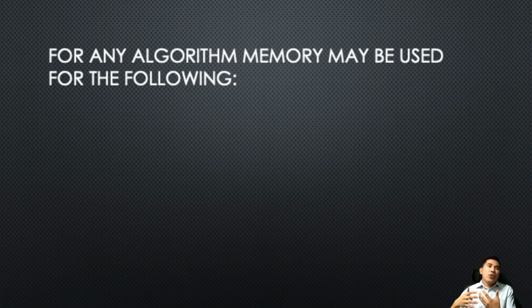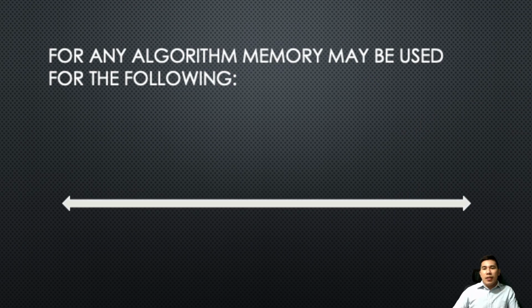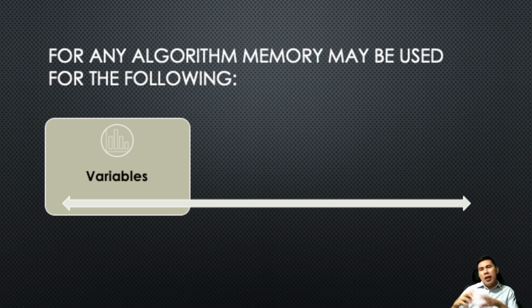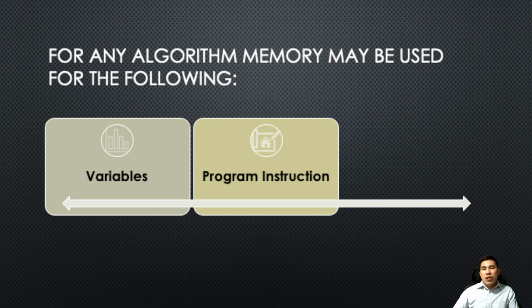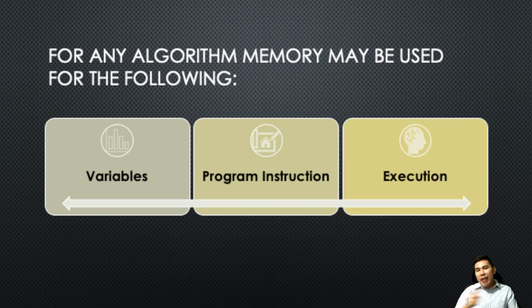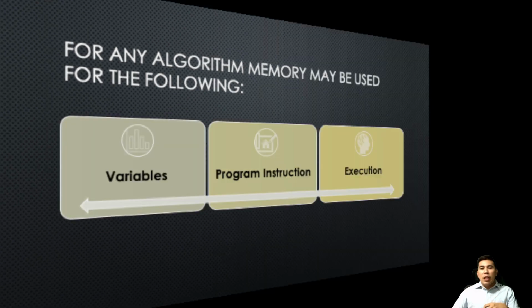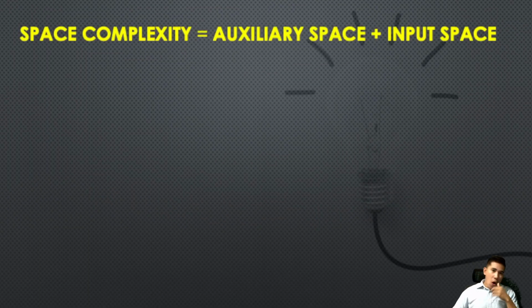Whenever a solution to a problem is written, some memory is required and may be used for the following. Number one, variables. This includes the constant values and temporary values. The program, which talks about the procedures, and then the execution, which is during the running of the program. Sometimes auxiliary space is confused with space complexity, but auxiliary space is the extra space or the temporary space used by the algorithm during its execution.